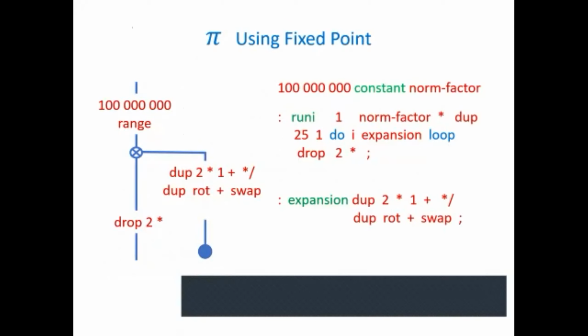So here is the method. We've done it in integer Forth, so the normalization factor is 100 million. That is, the number 1 is represented by 100 million. And you see it's very simple. Run integer starts with the initial factor. You run through the loop expansion, in this case 25 times. The loop expansion is shown down below. 25 times later, you get an answer. You then multiply by 2.